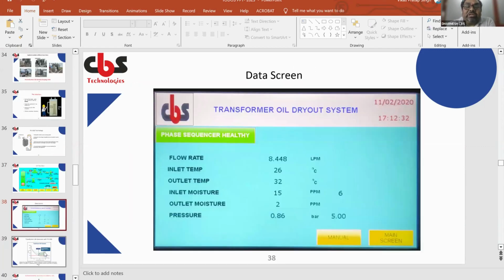Here you can see the flow rate 8.848, and the inlet temperature is there. The inlet moisture is there, the outlet moisture is there. The inlet moisture when we put the machine is 15 and outlet it is 2 ppm. We consider that these cartridges are saturated once the inlet moisture and outlet moisture ppm become the same. Next.